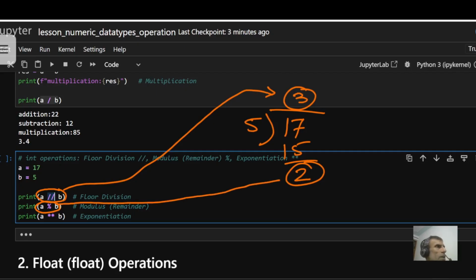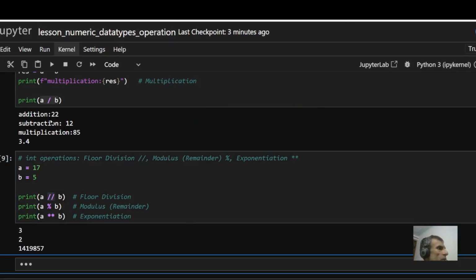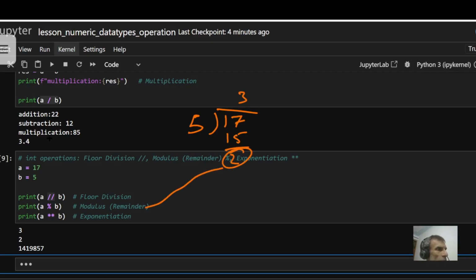When I run this, let me just run this right now. You can see the result. 5 goes into 17 three times, which is 15, and the remainder is 2. So you can see my 2 over there, and this is your floor division, which is 3 right here. This is how you get the 3, and this is how you get the 2.